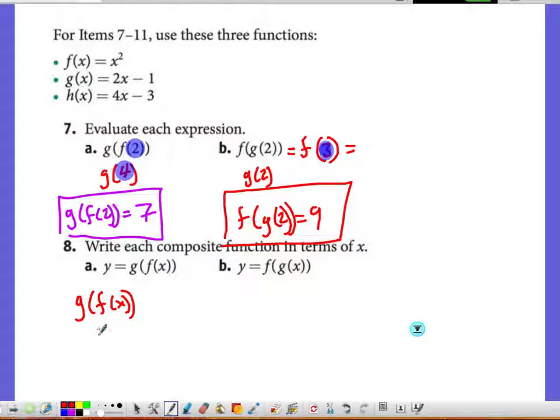Well, notice here, instead of having an input, we have an inner function inside the parentheses. Here's my inner function, right there. What I'm going to do is, since we have our outer function as g of x, instead of plugging in x, what I'm going to do, let me use a different color.